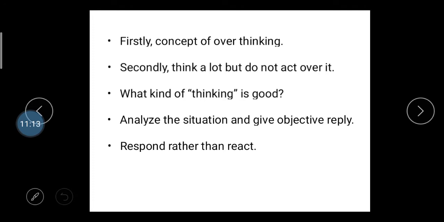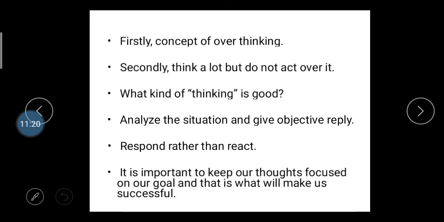So you have to respond first, you cannot react. Then it is important to keep our thought focused on our goal, and that will make us successful. If you think very good and very effective, then you can do something different from the others. If you think very good and very innovative, then you are doing a new, different thing that cannot be done by other people.